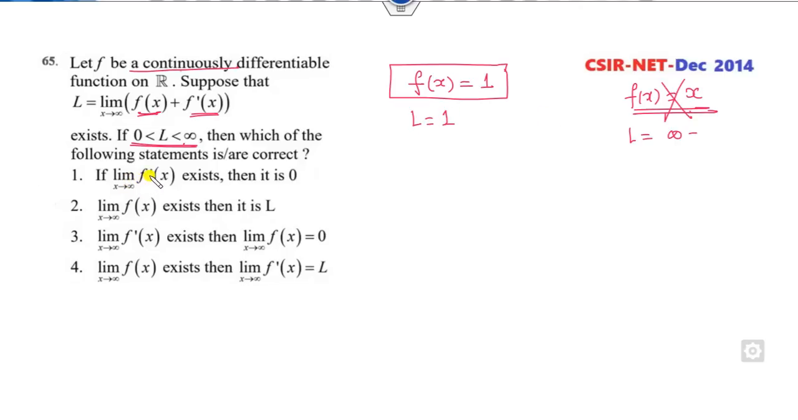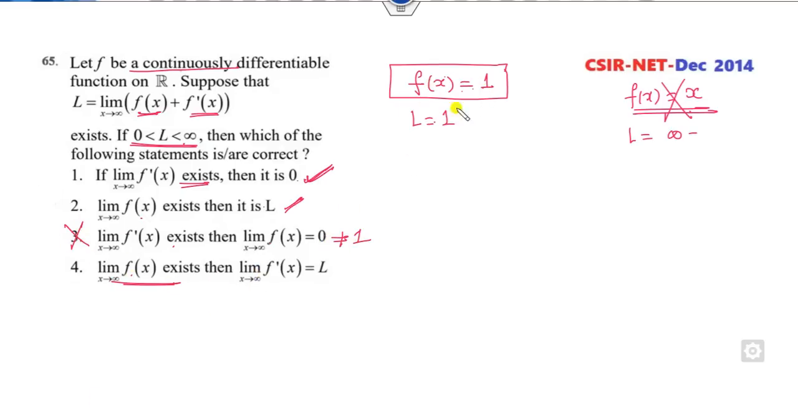If the limit of f dash exists, that's 0. Fine. If f dash exists, the limit of this exists and is equal to L. L is my 1, this is fine. If the limit exists, the limit will be 0. But the limit of f(x) is my 1, which is not equal to 1. So this option is cancelled out.